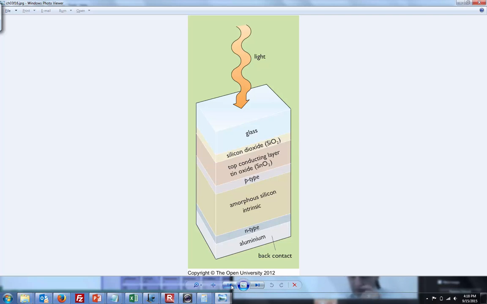So solar cells using an amorphous is a somewhat different form of junction. It's the PIN junction, and this is what they look like. So you still have your P-type, you still have your N-type, but then you've got this big chunk of amorphous silicon, and then a layer of silicon dioxide on the top.